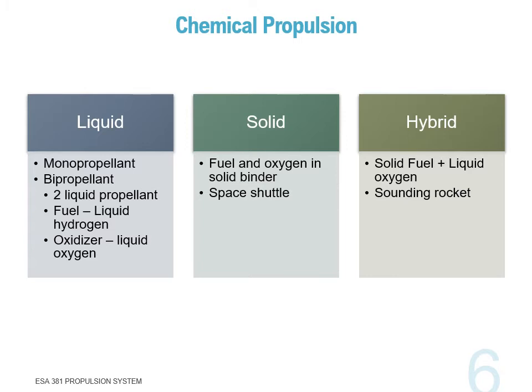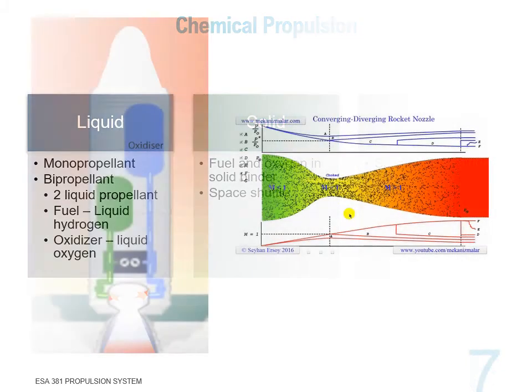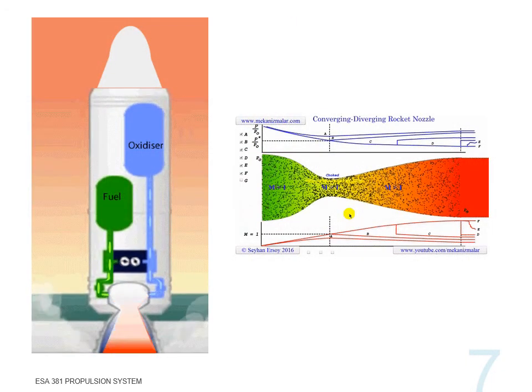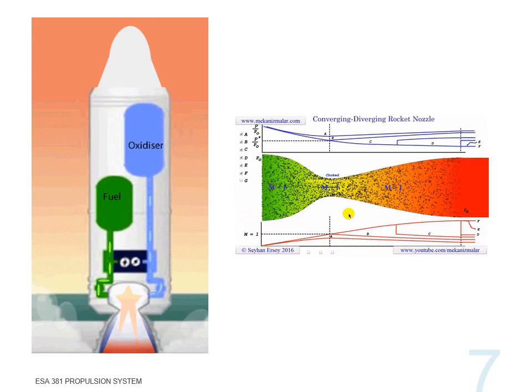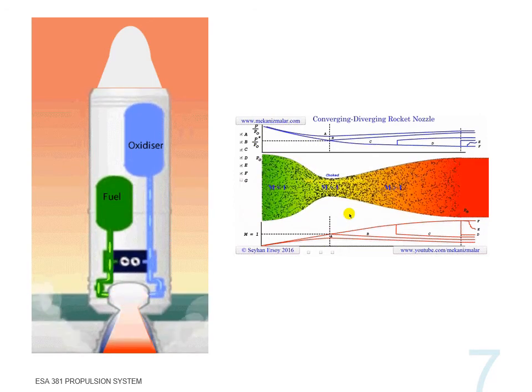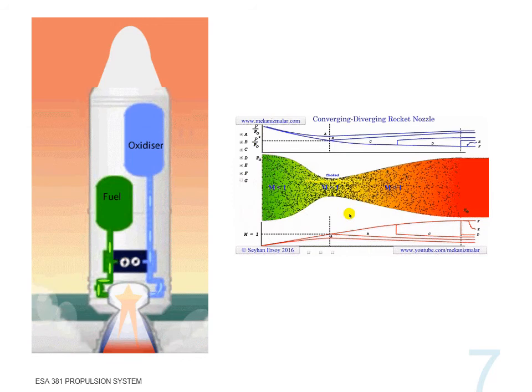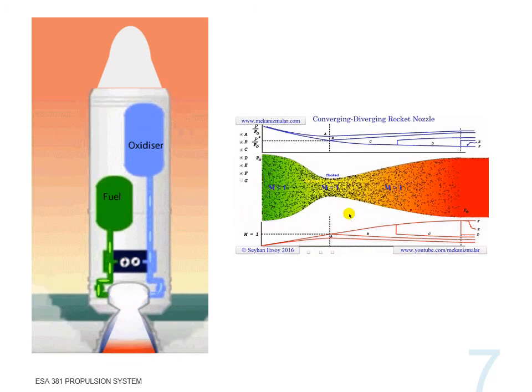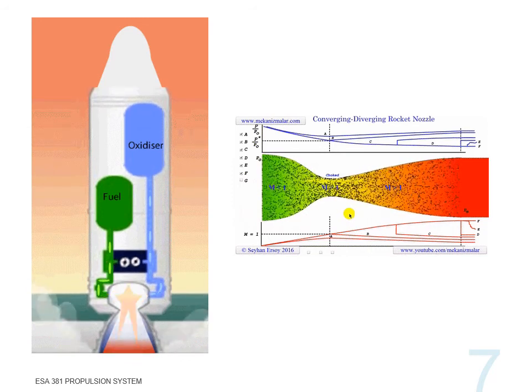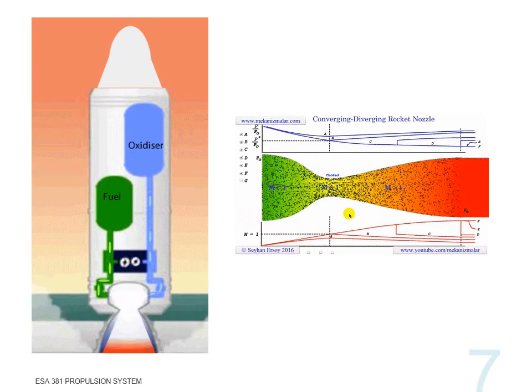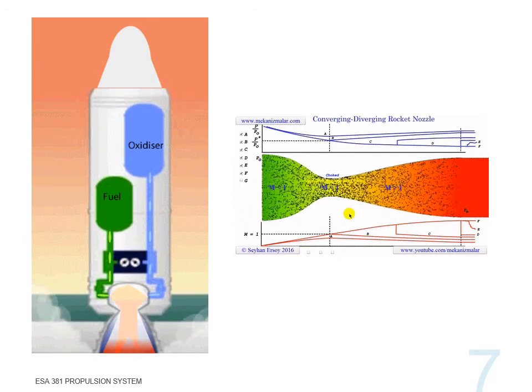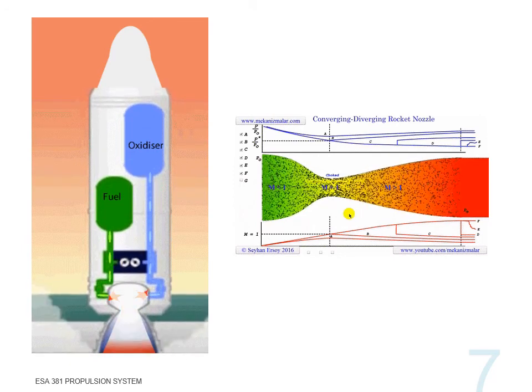Hybrid rockets combine aspects of liquid and solid systems. A typical hybrid rocket uses a liquid oxidizer and a solid fuel. The solid fuel grain forms the combustion chamber and the oxidizer is injected into it. A separate sparking system or superheated oxidizer initiates combustion. The most common use of hybrid propulsion is in sounding rockets.